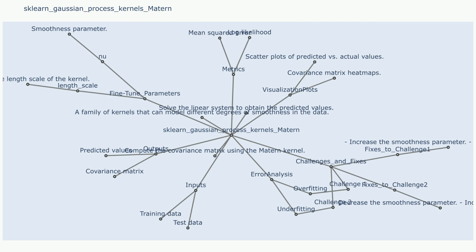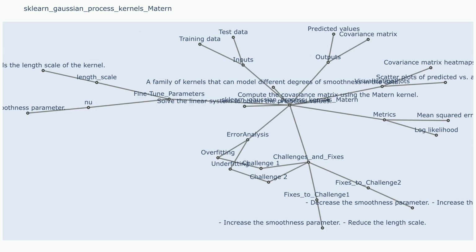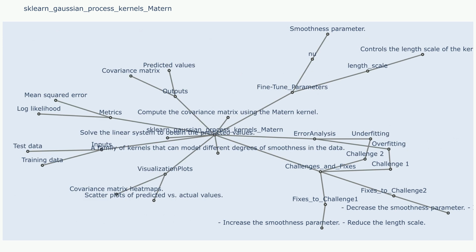Challenges and fixes. Challenge 1. Overfitting. When the model is too complex, it can fit the training data too closely and fail to generalize well to unseen data. Sample use case that resulted in challenge 1. A GP model with a high nu value and a small length scale is used to fit a noisy dataset. Fixes to challenge 1. Regularization. Introduce a penalty term in the model's objective function to discourage overly complex models. Cross-validation. Split the data into training and validation sets. Train the model on the training set and evaluate its performance on the validation set.